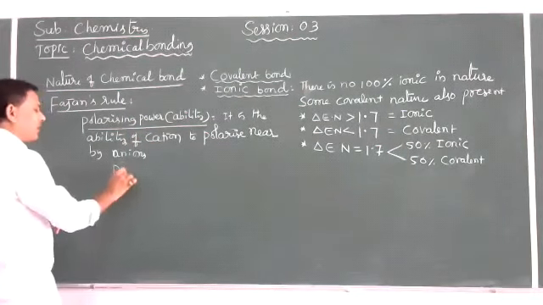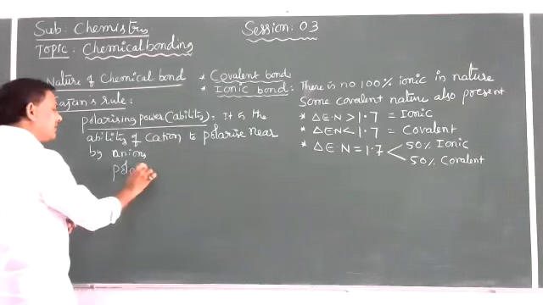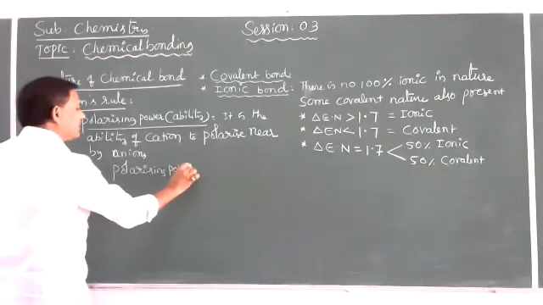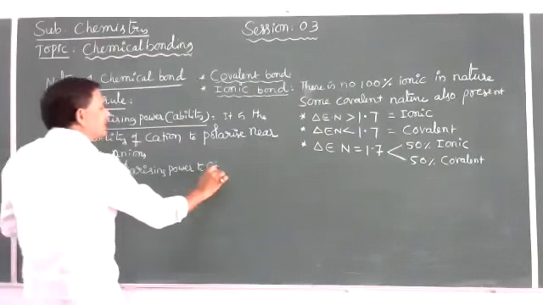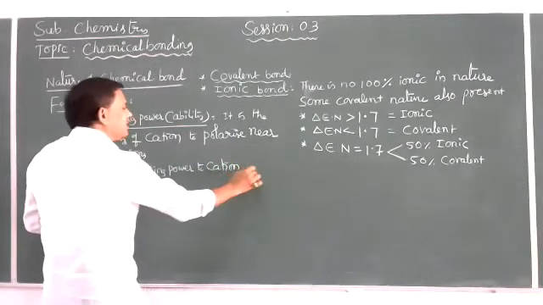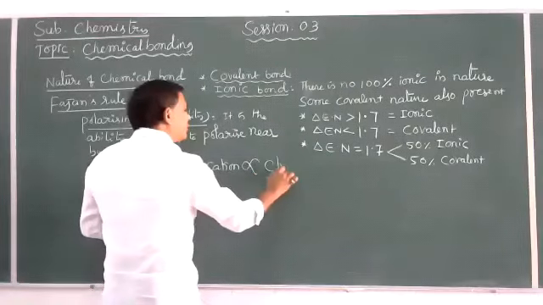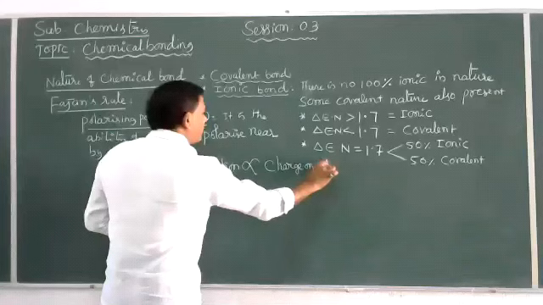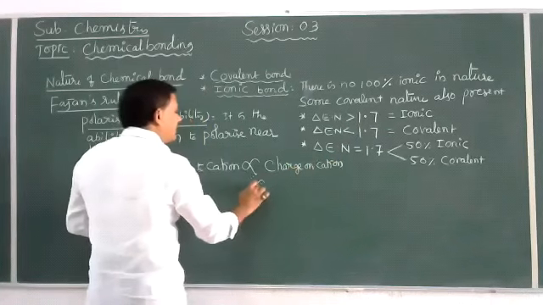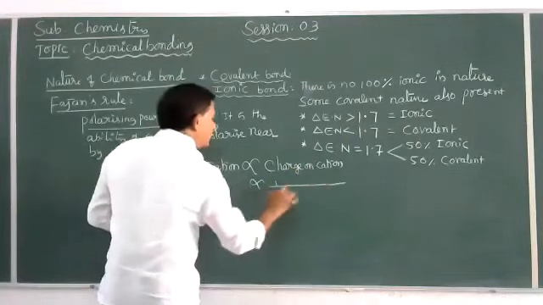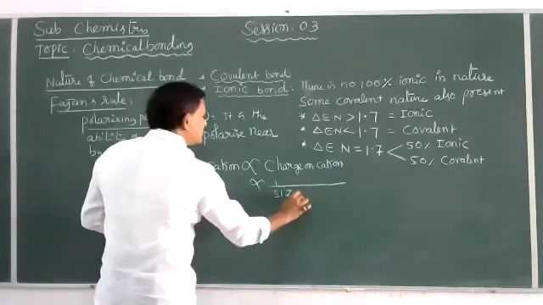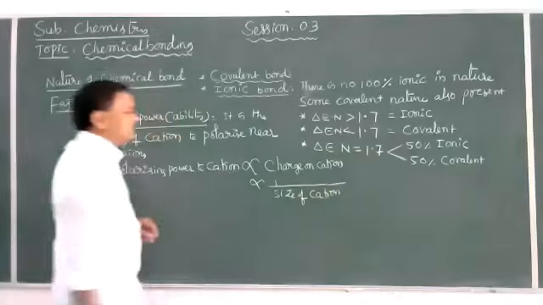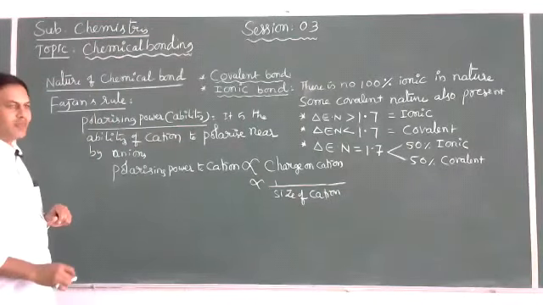Now that polarizing power of a cation is directly proportional to the charge on the cation and inversely proportional to the size of the cation. This is very, very important.